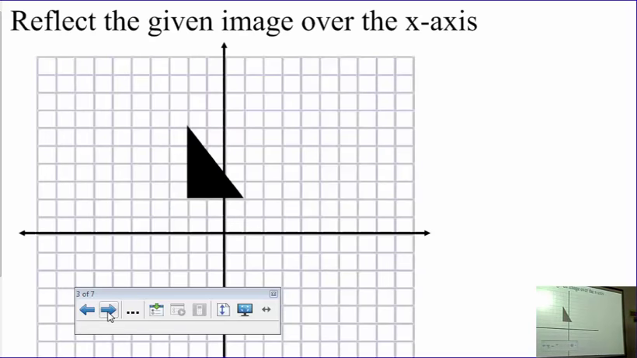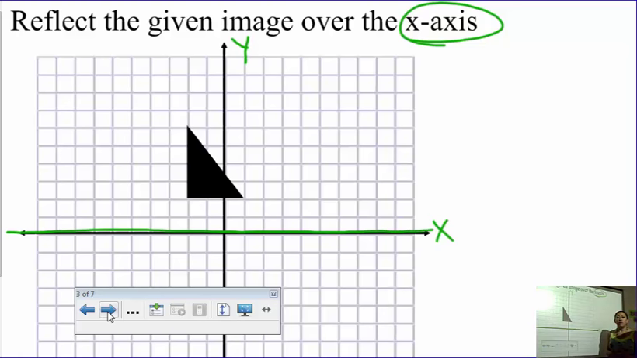So we want to reflect the given image over the x-axis. So it's important to know, where is that x-axis? Well, here's x, here's y. So we're going to take the entire axis, the line that creates the x-axis, and we're going to reflect over it. So we've got to see how far away is each point. And we're going to start with just the corners of our triangle. You can do this on your graph at home. So this corner down here in the bottom right is 2 away from the x-axis. So we're going to go on the other side, 2 away. So there's my new point.